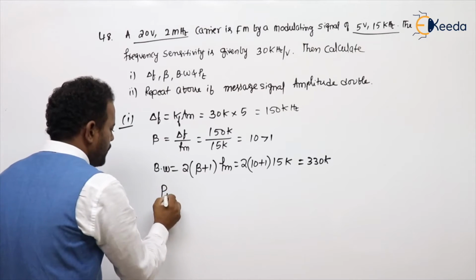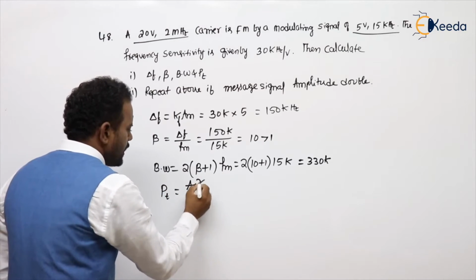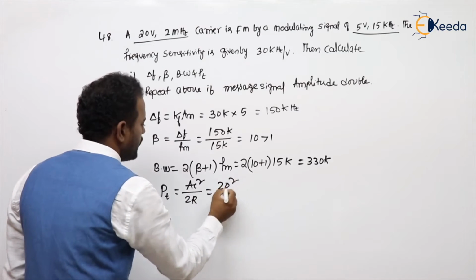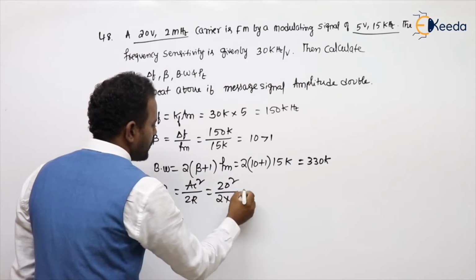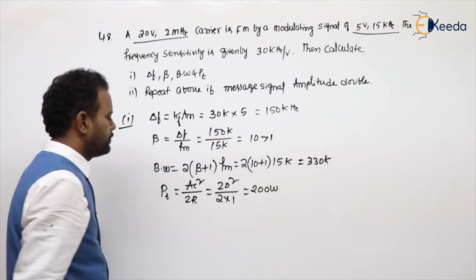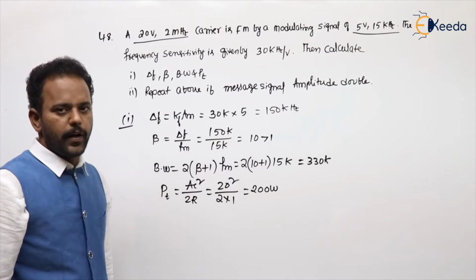Next, power. For wideband FM, what is the power? Power is Ac squared by 2R. Ac value given is 20. Resistance is not mentioned, so take 1. 400 by 2, 200 watts. Getting my point or not?